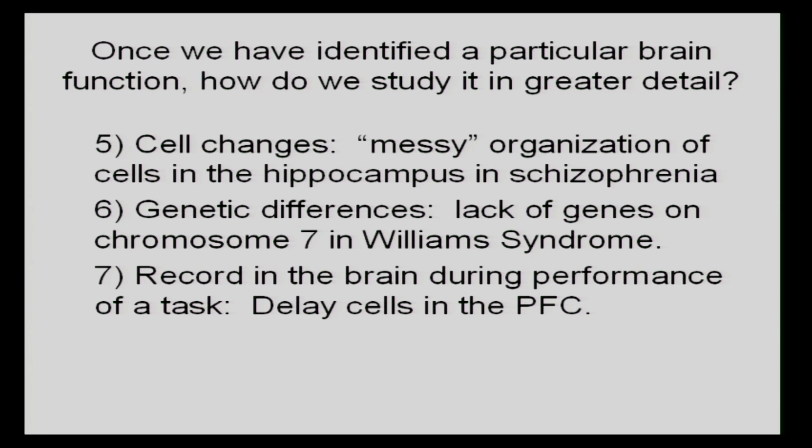We can look at genetic differences that we talked about today, like the lack of genes on chromosome 7 in Williams syndrome, the lack of those 28 genes on chromosome 7. And this should have been higher, but we talked about how you can record in brain areas as animals are performing a task that you think that brain area is involved in, and really understand what individual cells are sensitive to. So here I've just given you a bag full of tricks to understand higher cognitive functions in the brain. And it's variations of these tricks that we're still using today.